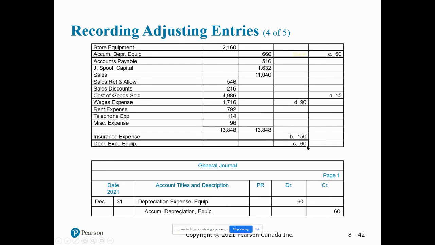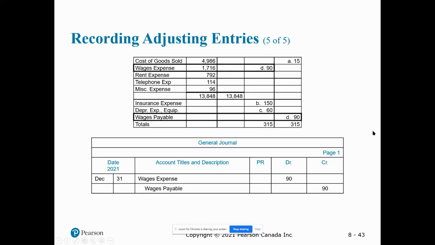The third adjustment was recording depreciation expense. So adjustment C, $60, and I record the $60. And the fourth adjustment was the wage accrual. So I say $90 wage expense, $90 wage payable. Please note that there's no posting reference because I haven't posted anything yet. I'm just journalizing the transaction.